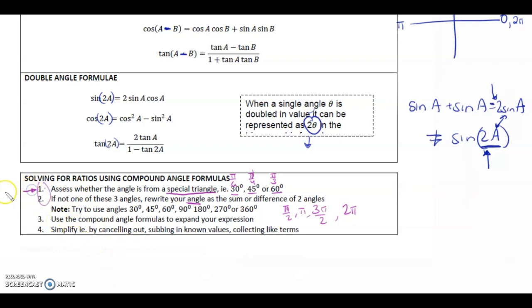Number 1 is more in unit 6. Now we're venturing out. Okay, so what we can do is use the compound angle formulas to expand our expression, and then we can simplify the same way. We can cancel out, collect like terms, sub in known values. Okay, so a couple different approaches to this.